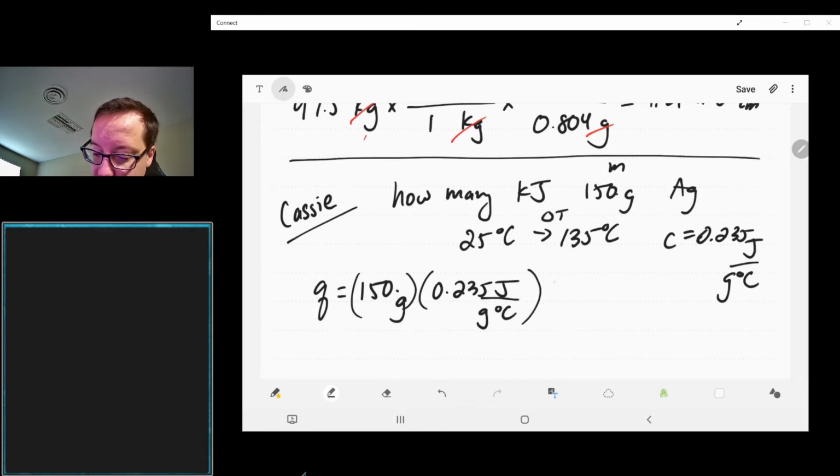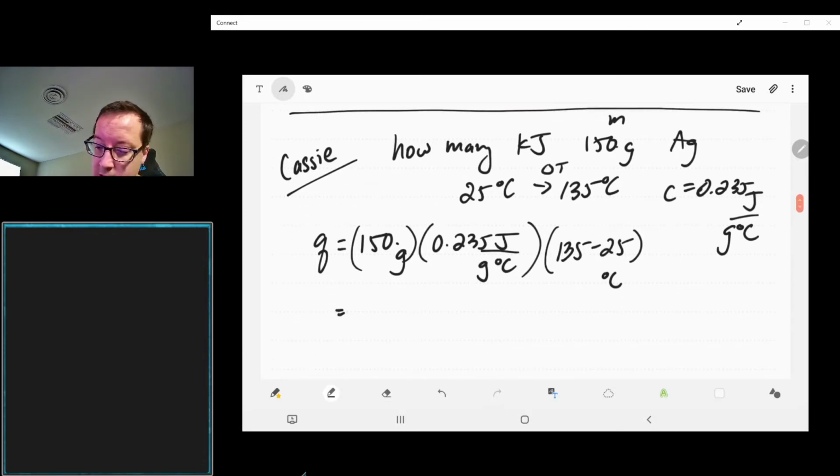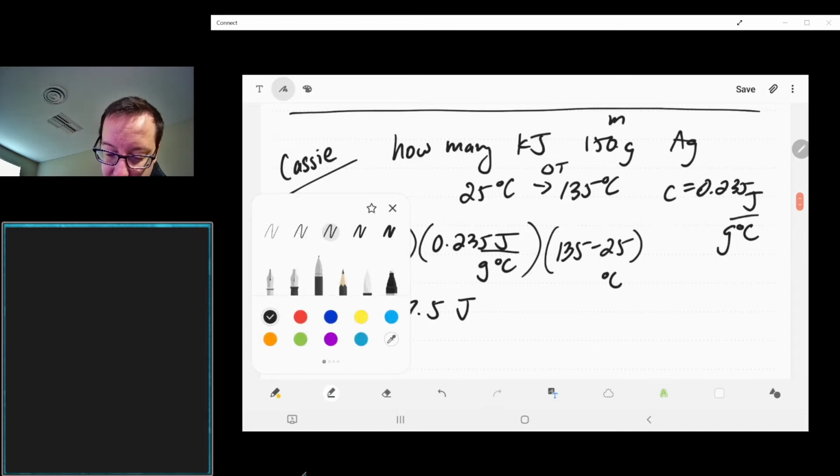And then our delta T is going to be 135 minus 25 degrees Celsius. Put that in there. So if we do this, let's see. 150 times 0.235 times 110. You get 3877.5 joules. How do we know it's joules?